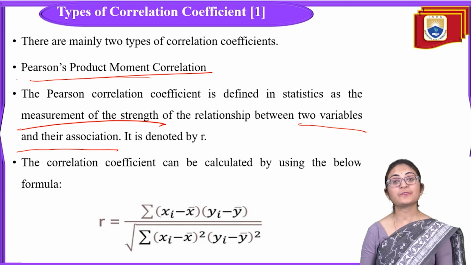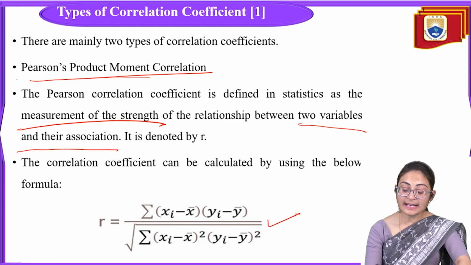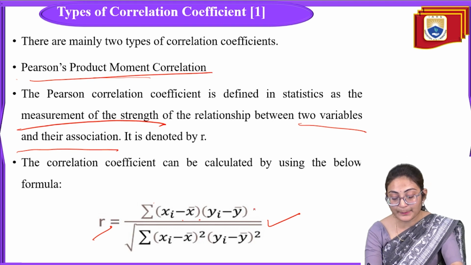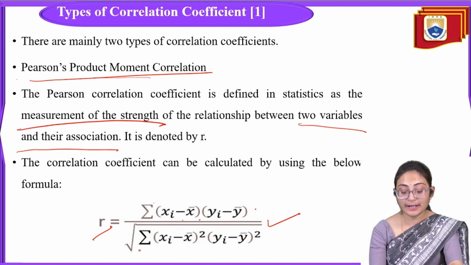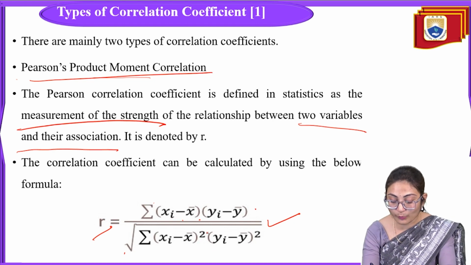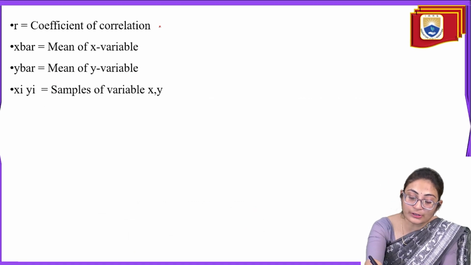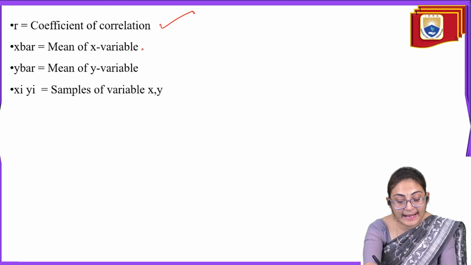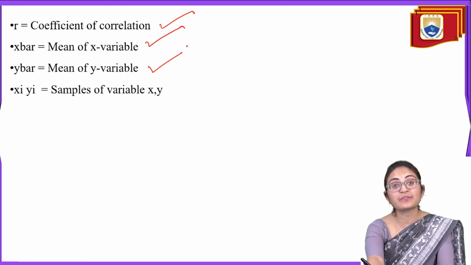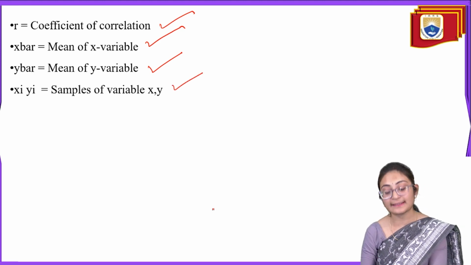The correlation coefficient can be calculated by using the formula: R is the summation of (xi minus x bar) into (yi minus y bar), divided by the square root of summation of (xi minus x bar) whole square into (yi minus y bar) whole square. Here R is the coefficient of correlation, x bar is the mean of the x variable, y bar is the mean of the y variable, and xi, yi are the samples of the variables x and y.